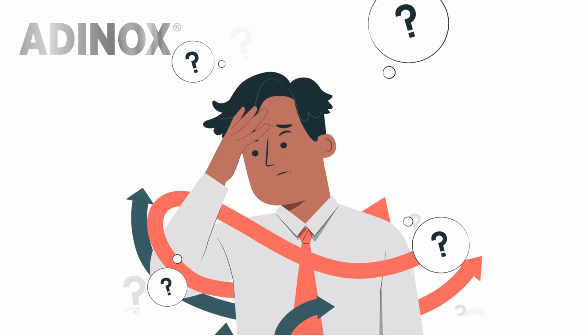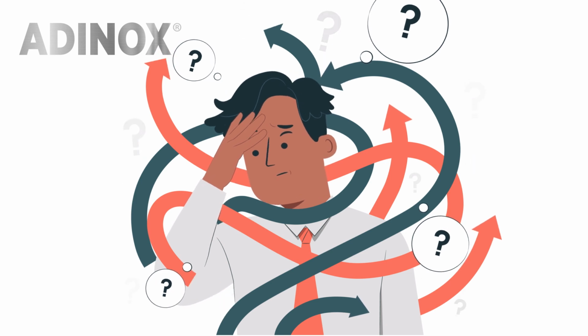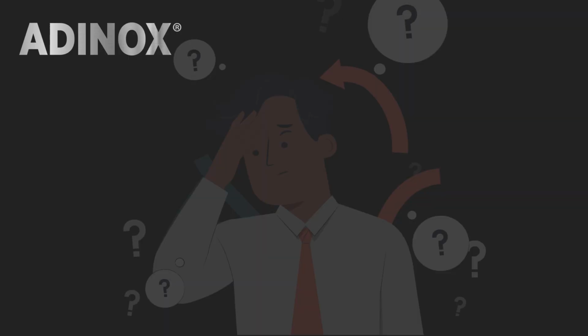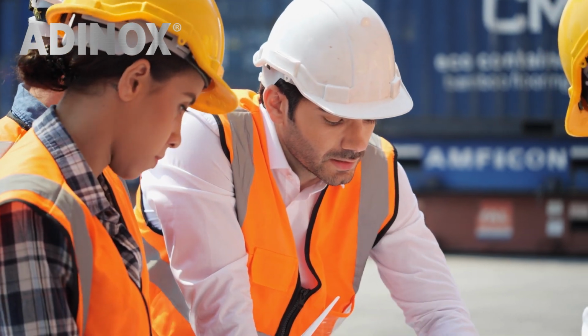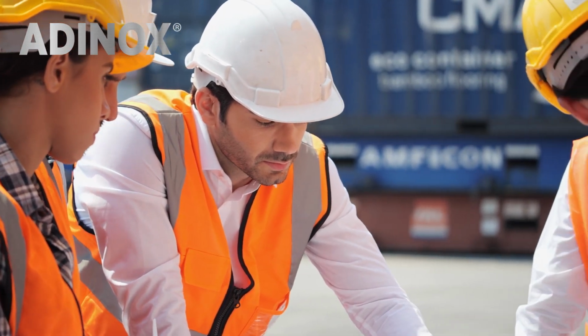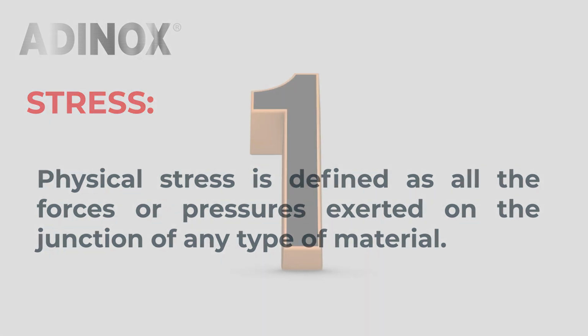One of the main problems when using adhesives is the lack of knowledge or confusion about the different types of stresses that can affect substrates. To begin with, it is necessary to understand what stress is. Physical stress is defined as all the forces or pressures exerted on the junction of any type of material. In the case of adhesives, stresses affect the bonds created between the two substrates.